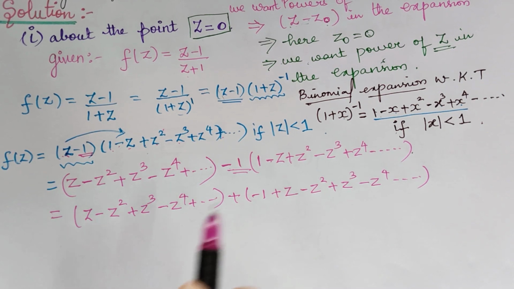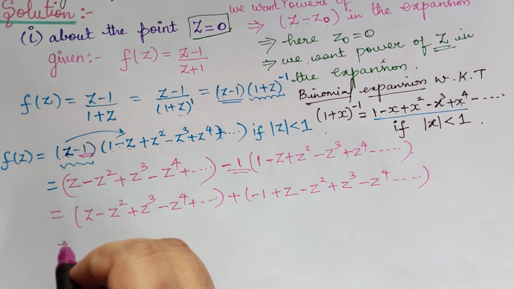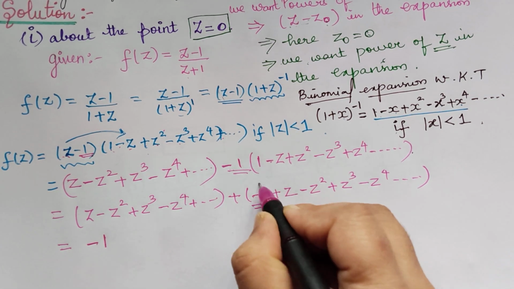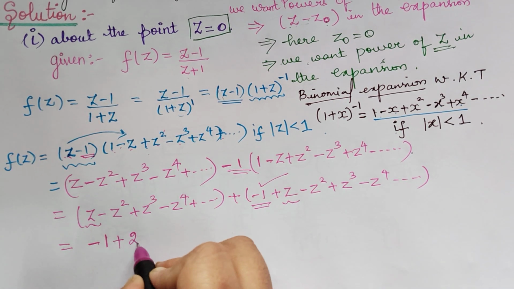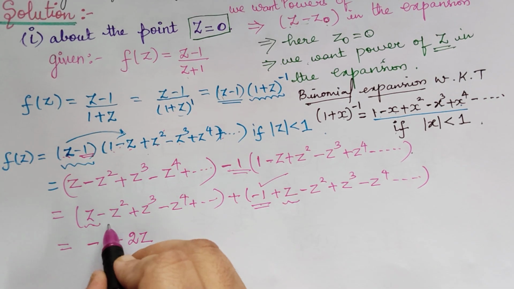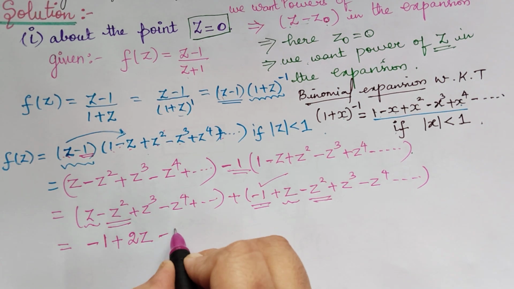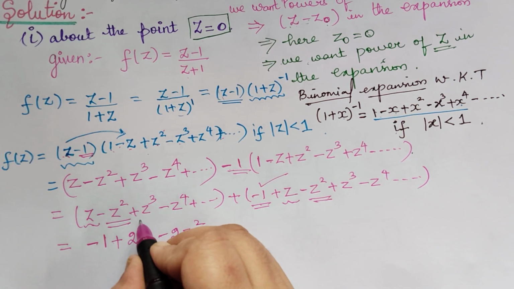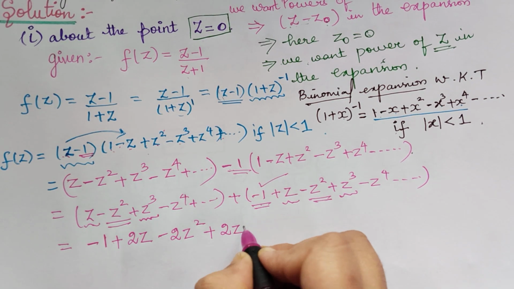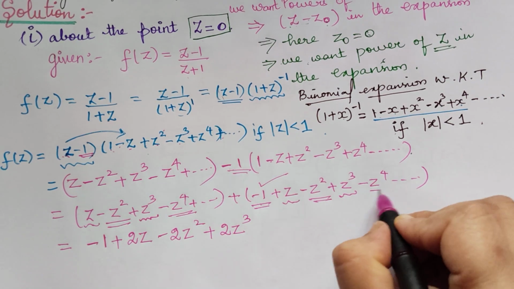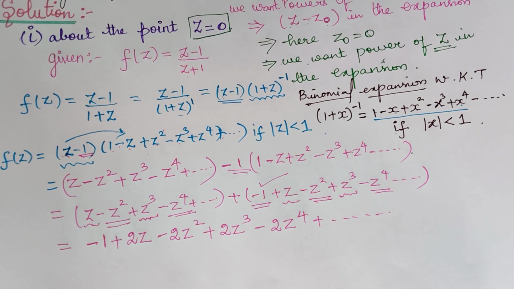Now we will combine the terms and we will write. First, the least power of z is z power 0, that is we do not have a z here. We will write that first, minus 1. So this is done. Next, z and z we have. So plus 2z. When added up, they become 2z. Then we have minus z square minus z square. When added up, they become minus 2z square. And then we have z cube plus z cube. So when added up, it becomes plus 2z cube. Also minus z power 4 when added up becomes minus 2z power 4 plus etc. The series goes on like this.